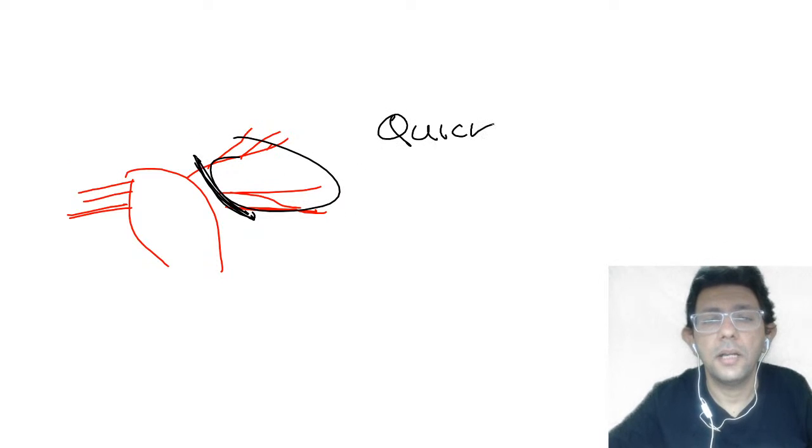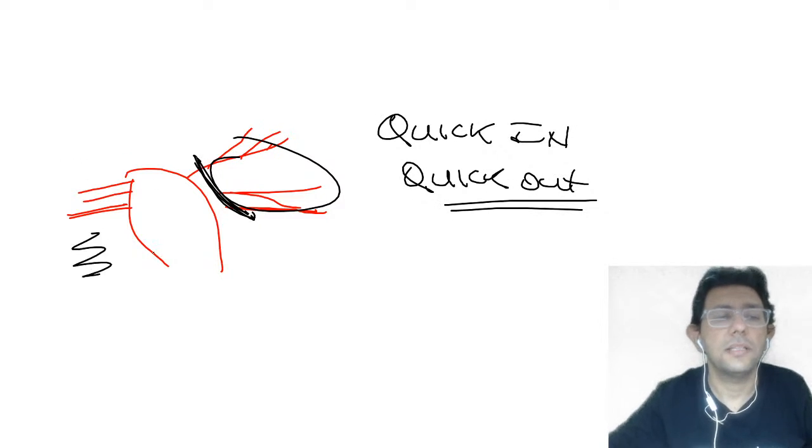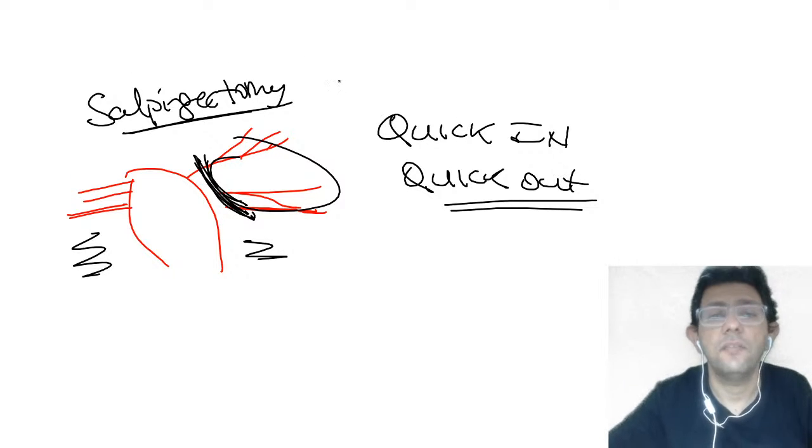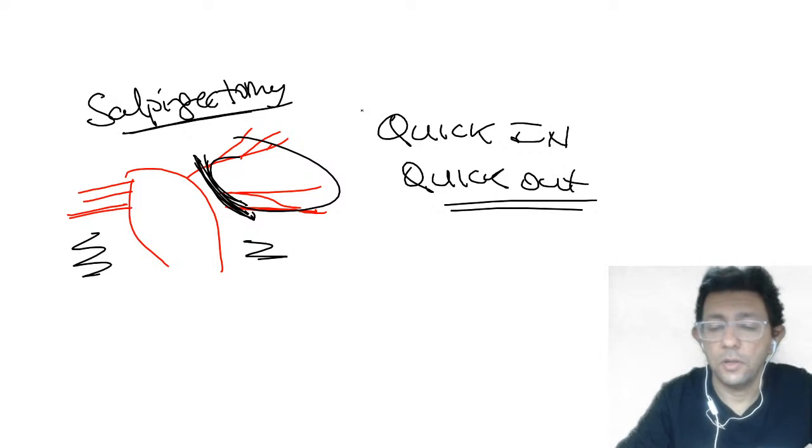And remember the dictum, quick in quick out, meaning don't waste time, quick in quick out. Whatever blood is there in the pelvis, you suck all of it out and get the tube out. So remember this, salpingectomy is always the gold standard surgery for a ruptured ectopic. Is this understood to all of you?